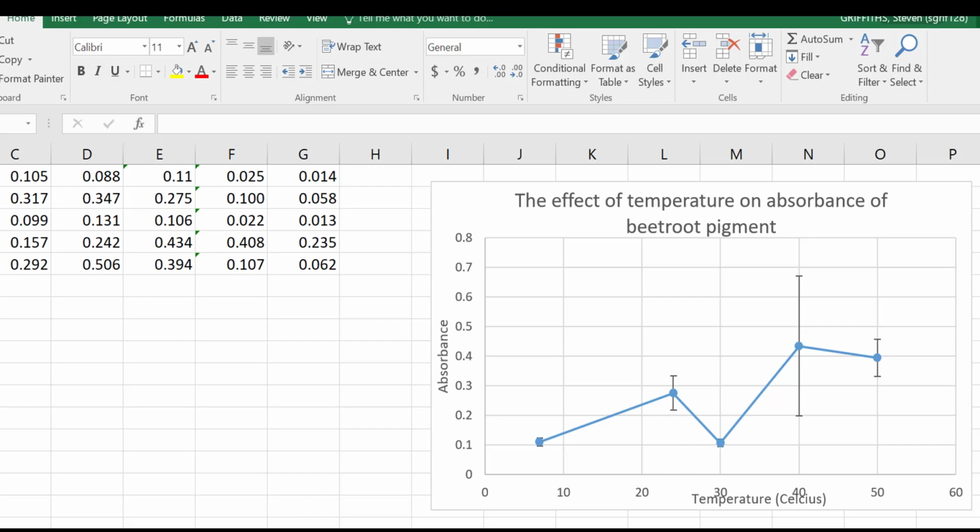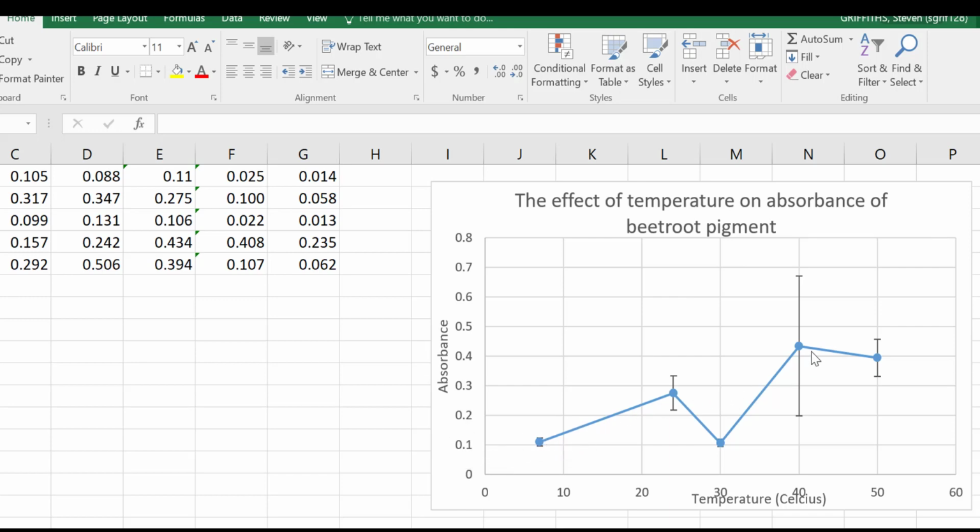So in a previous video we made this graph about the effect of temperature on absorbance of beetroot pigment. Now we're going to look at describing the data and then analysing it. Firstly, describing it. This would go underneath your graph, really still in the results section. There are 4 things I want you to talk about in terms of describing it.